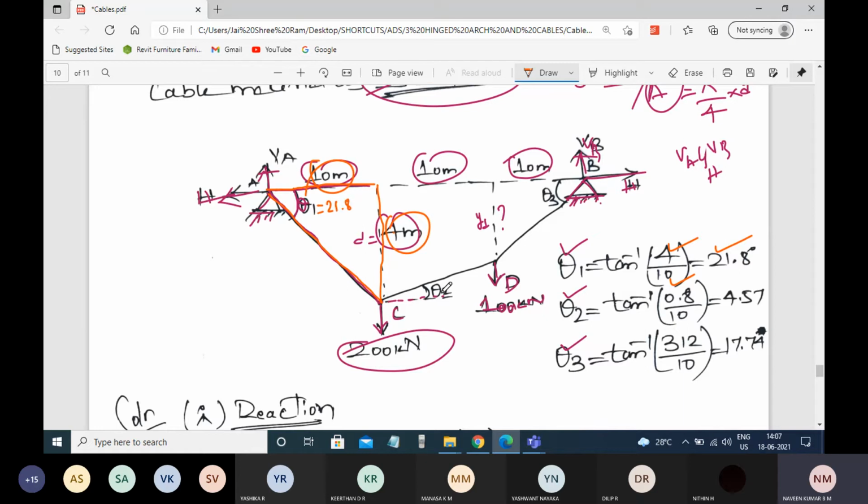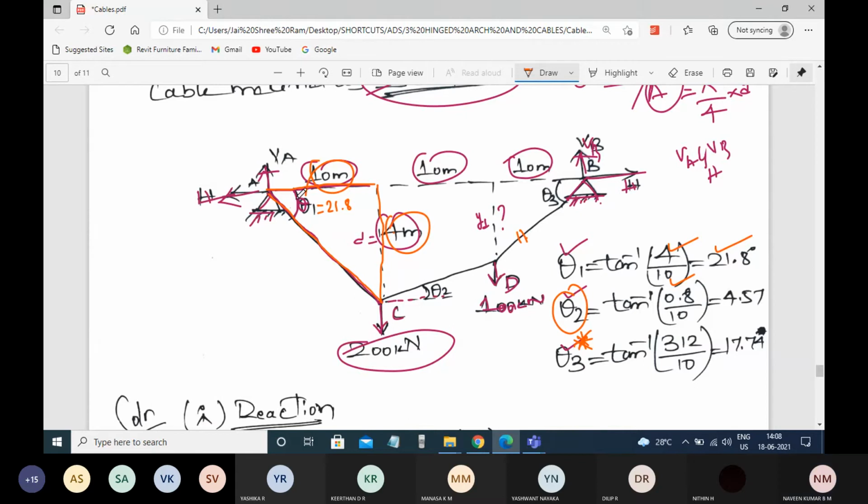Now let me find theta2. Let me find theta2 a little later, and move on to theta3. Theta3, again, this is known and this is unknown, so you should be very, very careful. It is more important to find theta3, so you should be very careful. Let me find theta2.